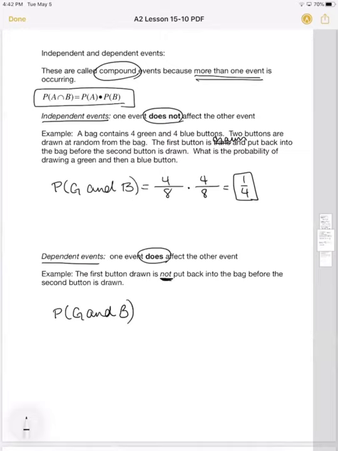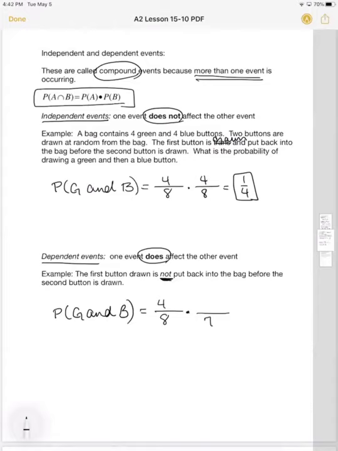All righty, independent or dependent. Sometimes the probability of B is going to change if the probability of A has affected it in some way. All right, now let's do this one where we're not putting it back. We've got a dependent situation here. So the green, we still have 4 greens out of 8 buttons, but we did not put that first green button back. So I have dependent events. We've got an effect happening. We have a total of 7.